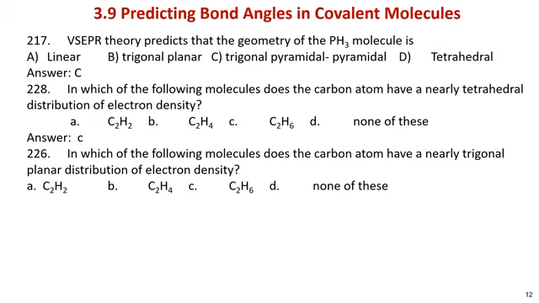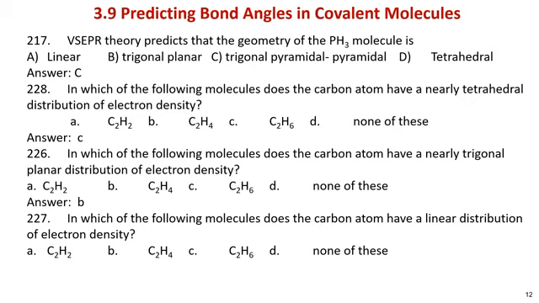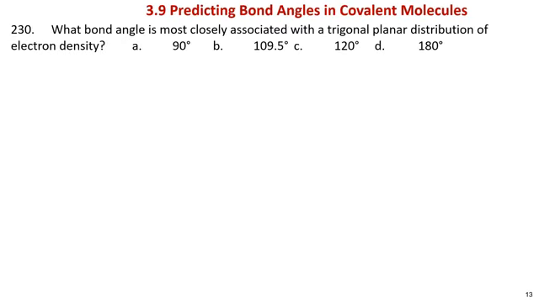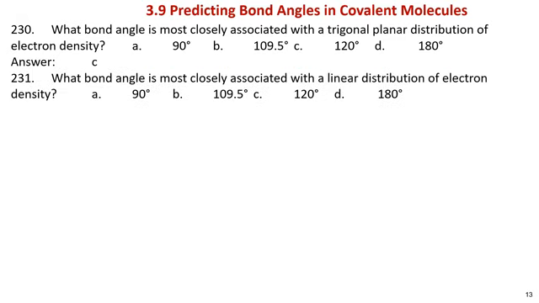Which carbon atom has a linear distribution? Linear means acetylene. These give different angles. Trigonal planar is 120, that is C. Question 231. Linear distribution is 180. The answer is D. What is the angle in ammonia? 107, D. It's deviated from 109. The water molecule has 104, that's C.